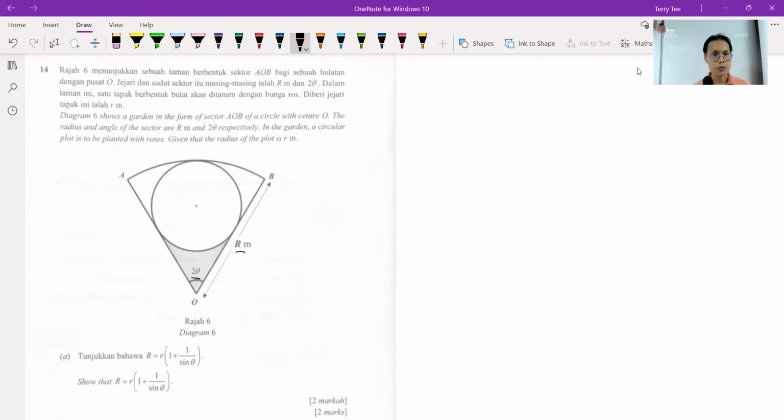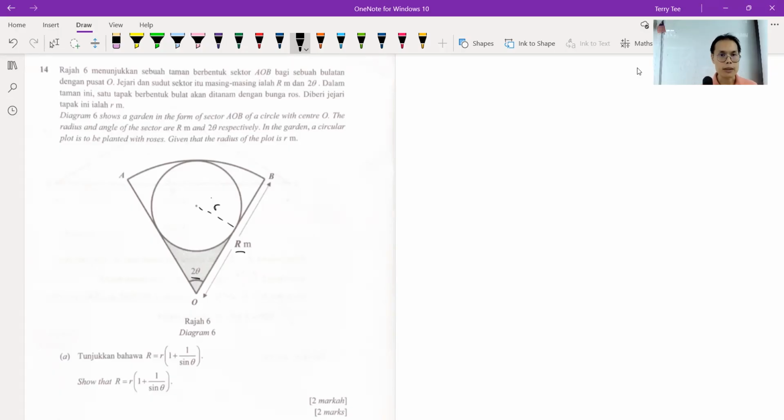Alright, dalam taman itu satu tapak berbentuk bulat ditanam dengan bunga ros. This is bunga ros, here. So diberi jejari tapak ialah r. So maybe I put here the jejari tapak. This one is r, okay, small r. Tunjuk bahawa big R is small r bracket 1 plus 1 over sin theta.